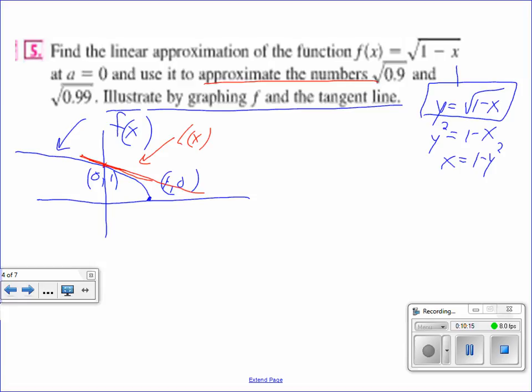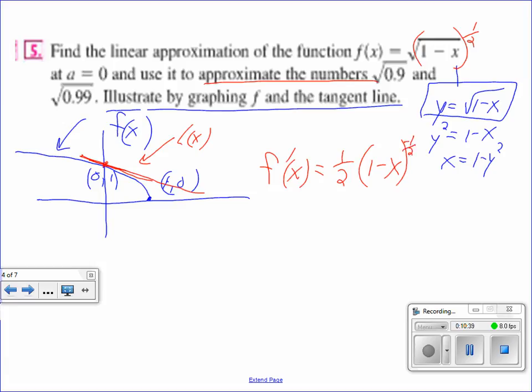Okay, so let's go. Let's find the tangent line. Well, first of all, we need to know f prime of x. Remember, I like to write this thing to the 1/2 power. Use the chain rule. 1/2 comes down, 1 minus x to the power goes down, that's now to the minus 1/2.